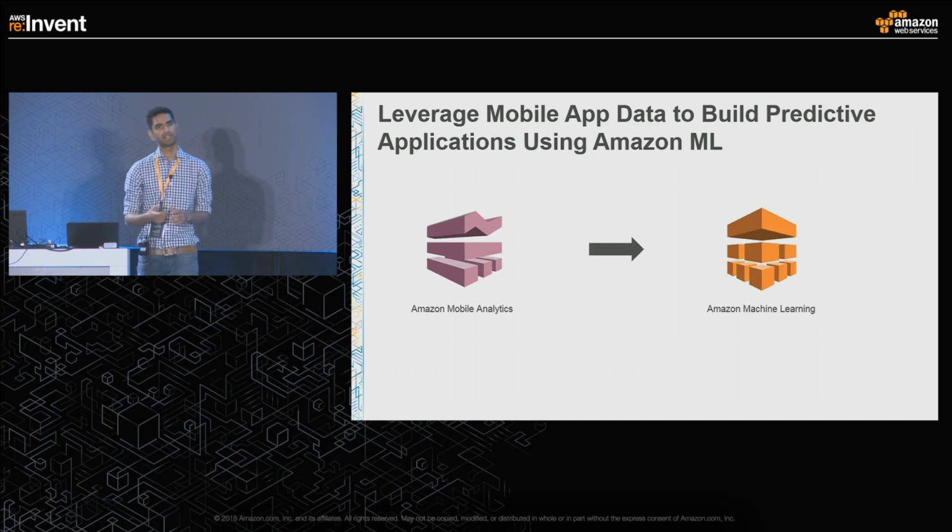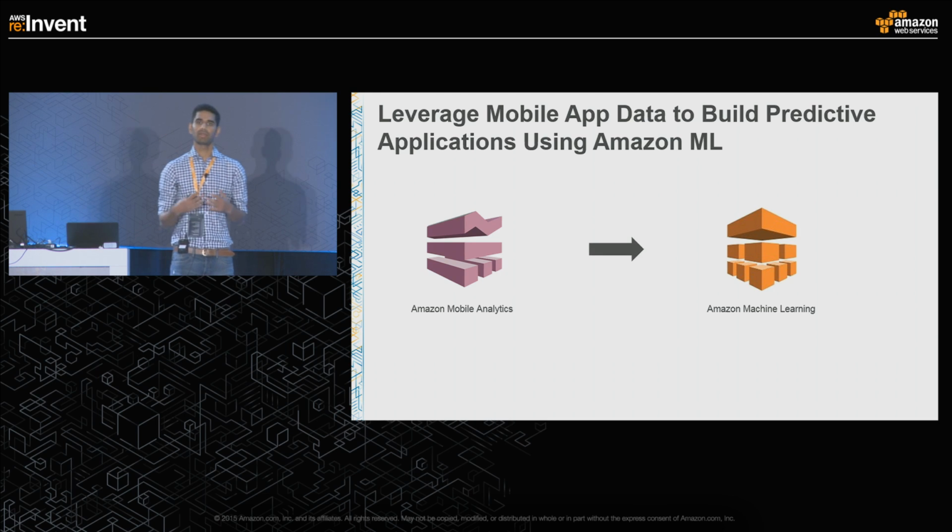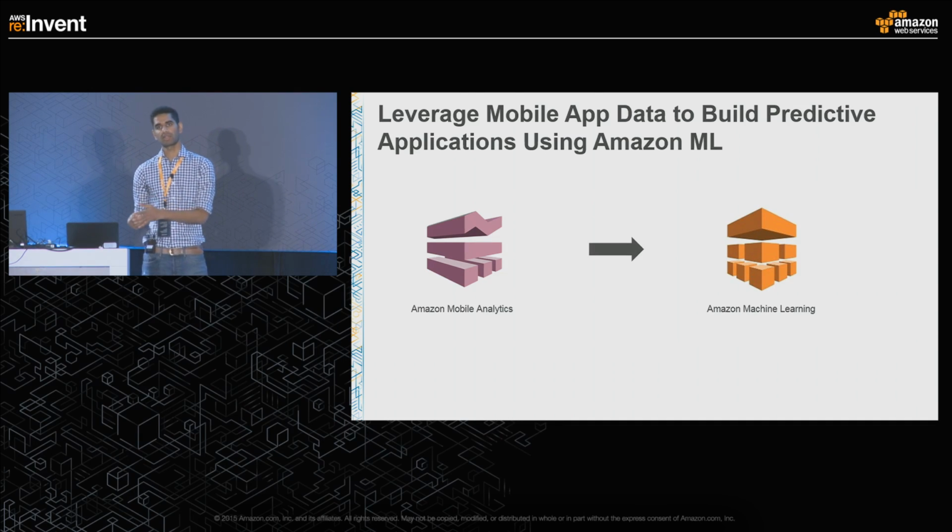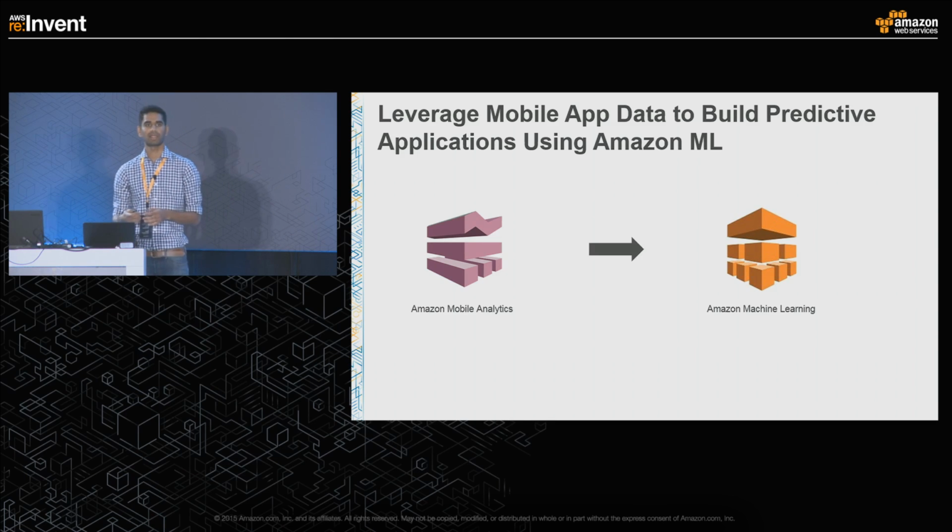Now, I'm really excited to tell you that you, as a mobile developer, can now use all your mobile app data and connect it with Amazon Machine Learning and build predictive applications really easily. Using the auto export feature, you can now export all of your data to Redshift, and Amazon Machine Learning connects seamlessly to Redshift in order to build predictive applications on the fly.